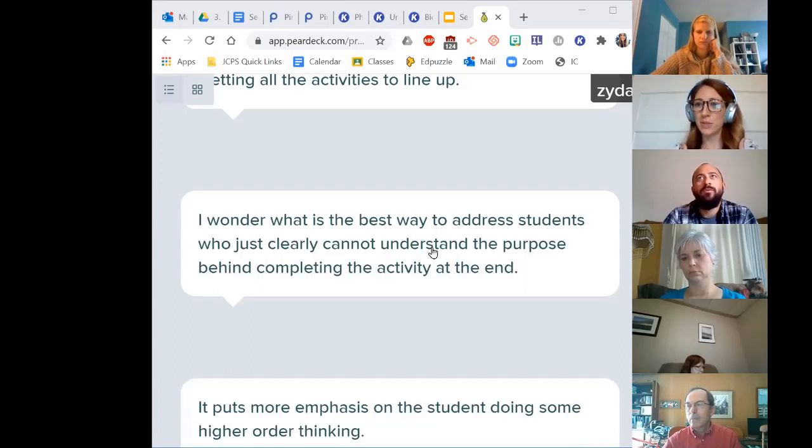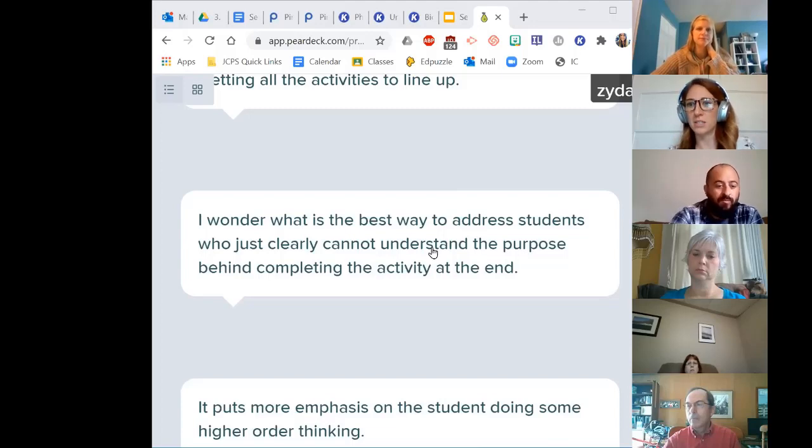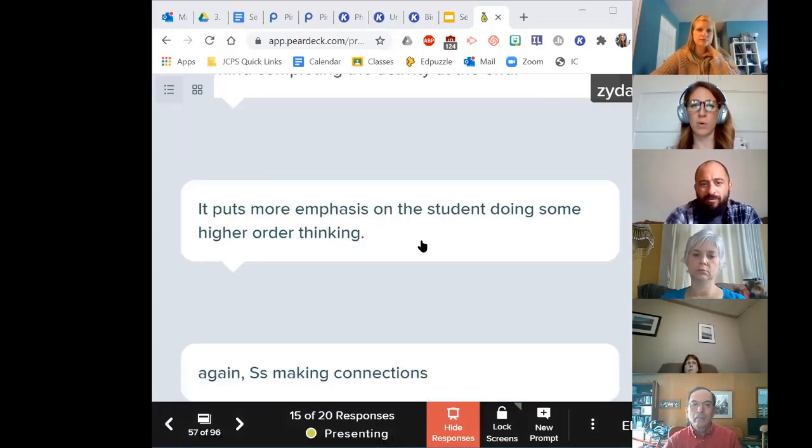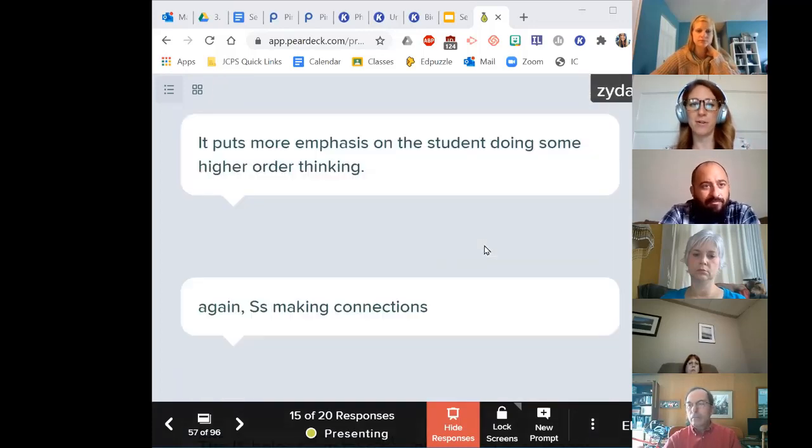Maybe I'll be the one doing the actual activity and just asking them questions, because sometimes it's just that they don't really care to learn the purpose or to think about the purpose because they just want to do the activity. If they start to learn that they can't do the activity unless they understand the purpose, then again, that's a motivating factor to really start understanding that storyline. It puts more emphasis on the student doing some higher order thinking.